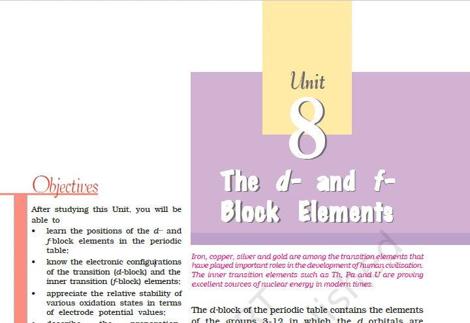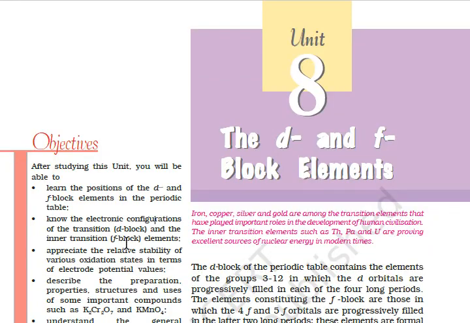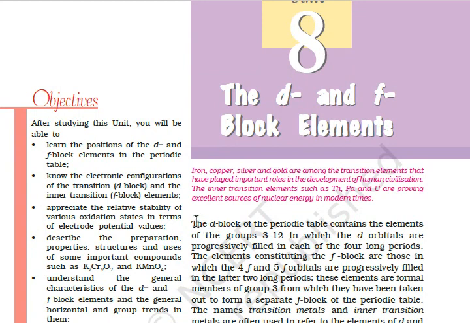Hello students, today in this session we are going to continue with unit 8, the d and f block elements. So first we are going to see what the d block elements are. The d block elements are the elements of the periodic table from group number 3 to 12, which have the property that the valence electron is present in the d orbitals of those atoms.